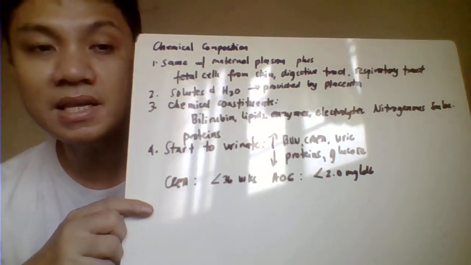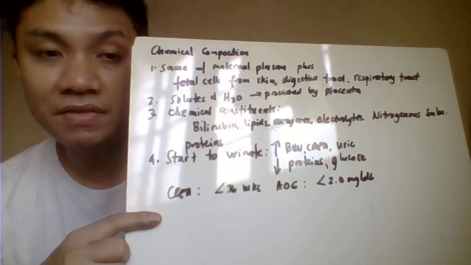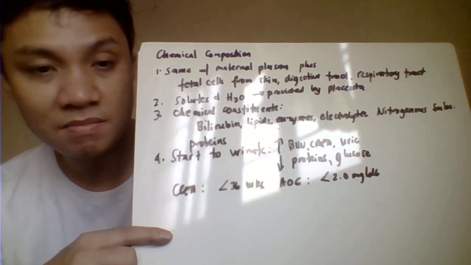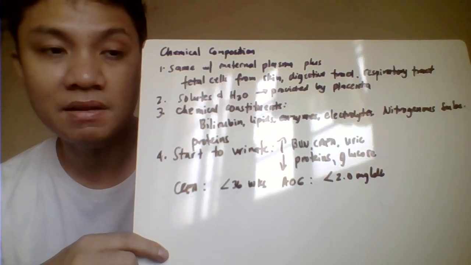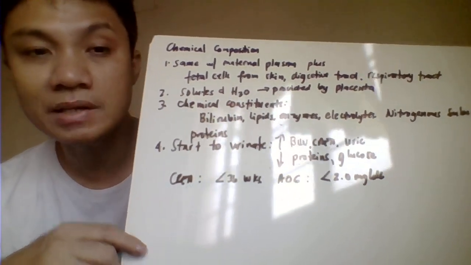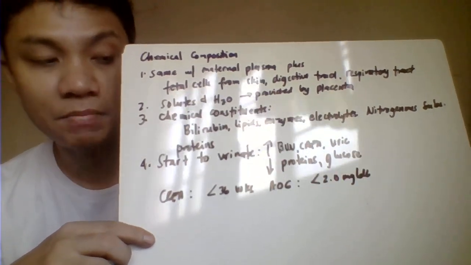We could also use here the parameter creatinine, the level of the concentration of that for us then to assess for the age of gestation of the baby. Like creatinine value here less than 2 mg per dl signify that one is less than 36 weeks. So pag more than 36 weeks, expect that the creatinine concentration here is more than 2 mg per dl.